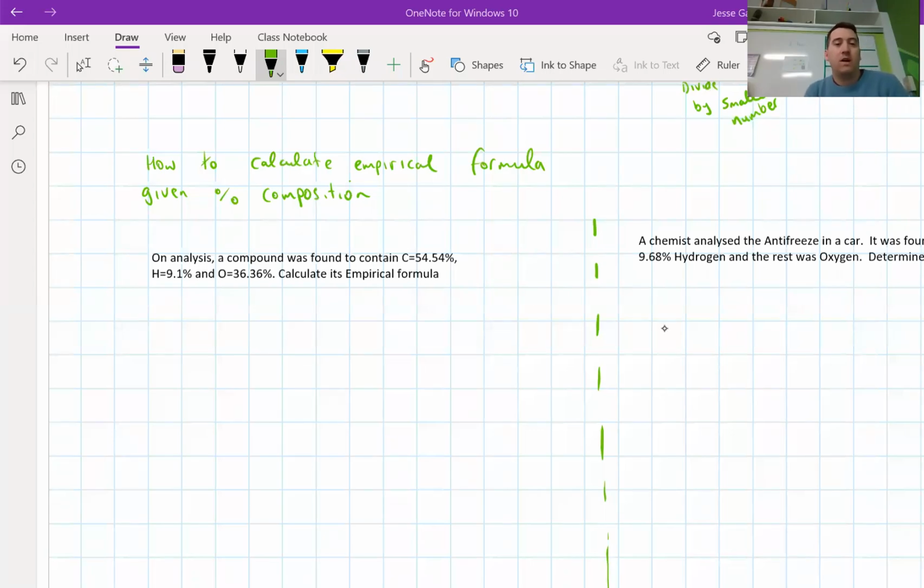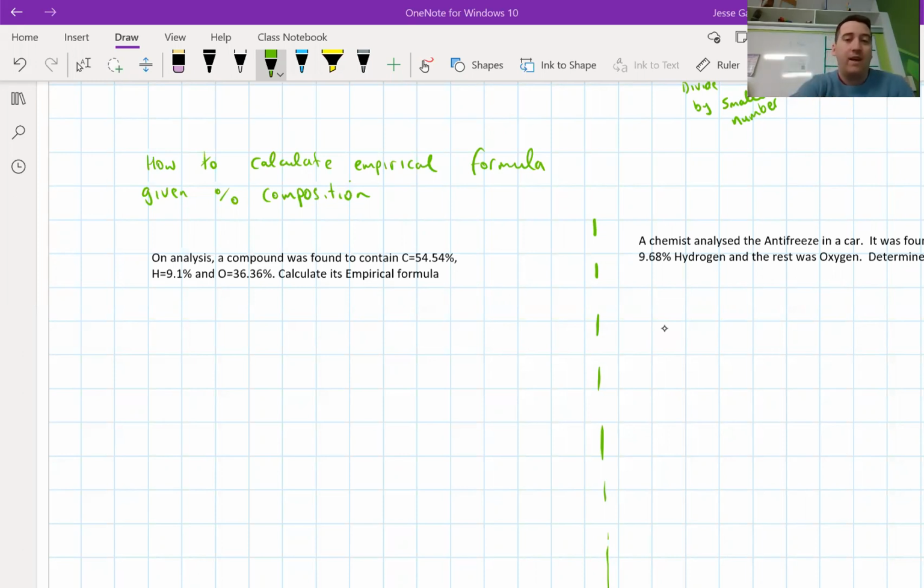In the previous video, we looked at how to calculate the empirical formula when we're given the masses of reactants and products. In this video, we're going to look at a slightly different type of problem: how to calculate the empirical formula when you're given the percentage composition. Typically in a question, they will tell you that a compound is made of a certain percentage of this element, a certain percentage of that element, and a certain percentage of another element. You're simply asked to find out what the ratio of one to the other is.